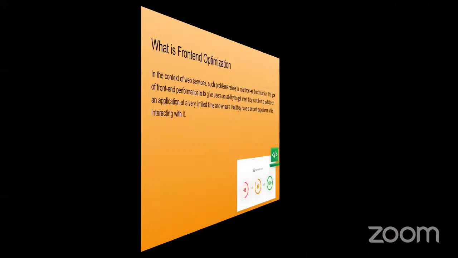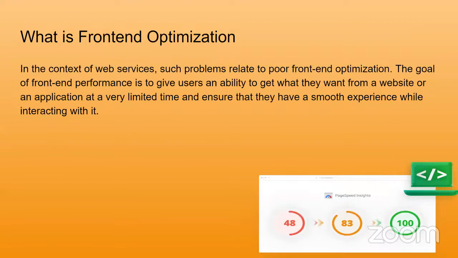First, what is front-end optimization? According to Google, this is also known as content optimization. The process of fine-tuning your website to make it more browser-friendly and quicker to load for the end users. So the goal of front-end performance is to give users the ability to get what they want from a website or an application in a very limited time and ensure that they have a smooth experience while interacting with it.